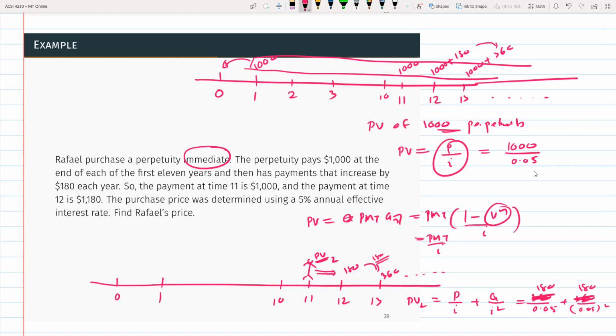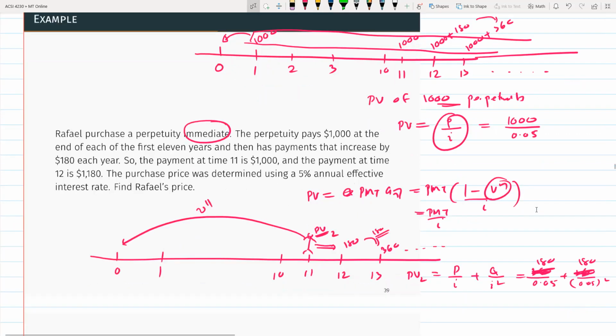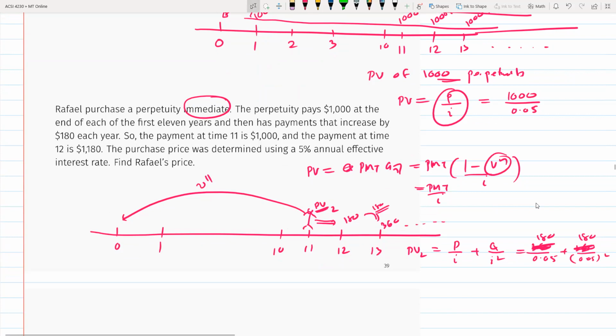But I don't need the present value at time 11. I need it at time 0. So I have to discount by 11. At time 0, the present value would be multiplied by (1 plus i) to the negative 11. Then you have to add these two.